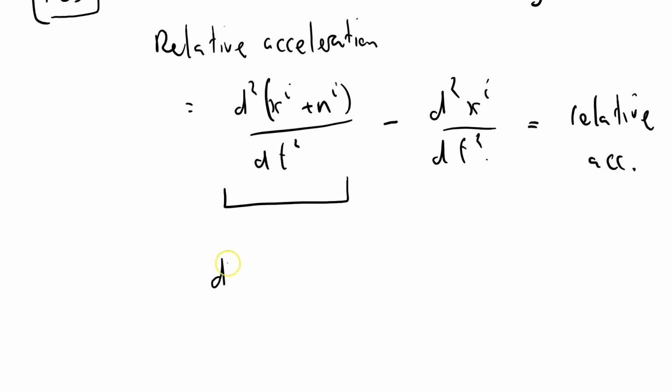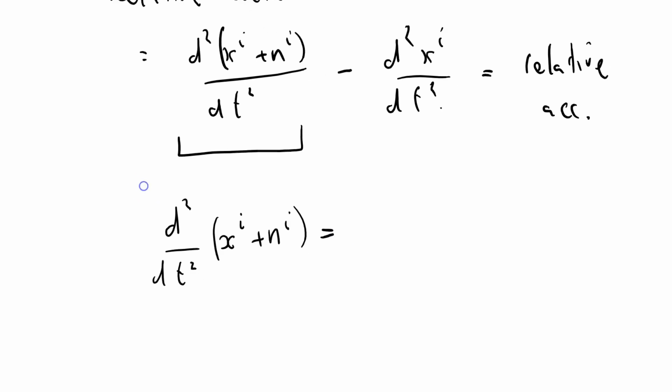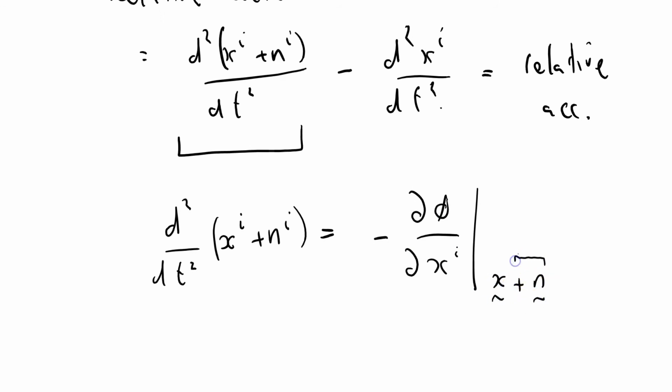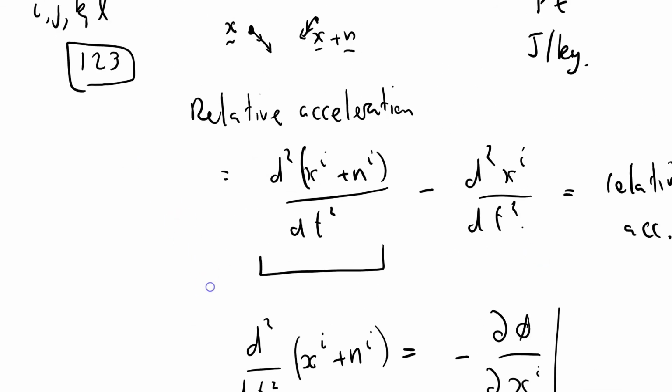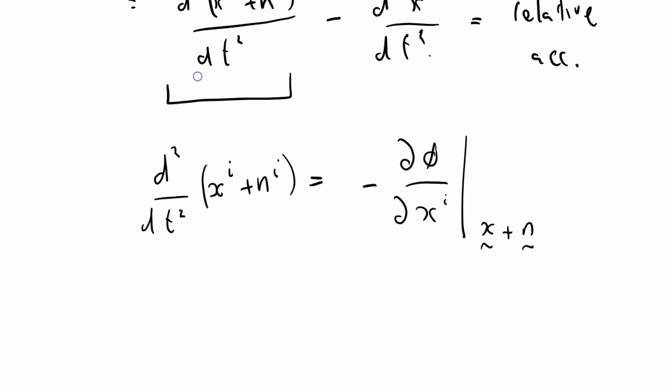What's that? Well, that's d²/dt² of xⁱ plus nⁱ, which is equal to minus ∂φ/∂xⁱ, but evaluated at point x plus n, because we're looking at it at a different part of space. So we've got the acceleration of this particle here, which is responding to changes of gravitational potential here, and this particle's at a different position in space. And so we've got to evaluate the gradient, the differential, at x plus n.